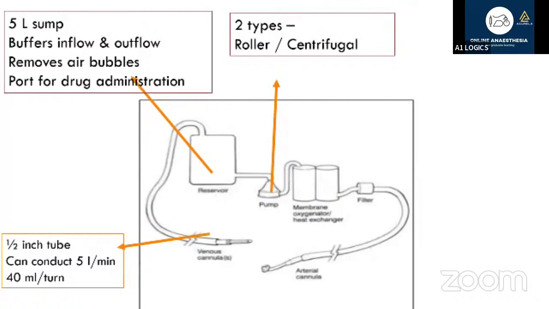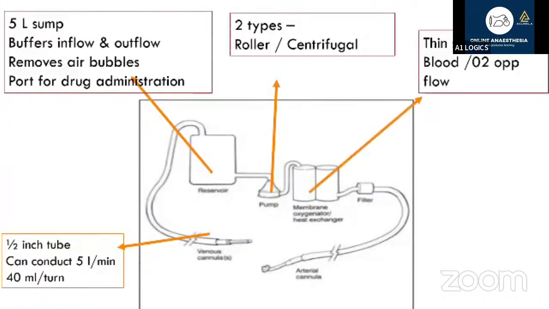But the main advantage of the roller pump is that it can be used either to suck the blood or push the blood. Whereas in a centrifugal pump, only pushing the blood is possible. Sucking the blood from a cardiotomy or the bleeding places, that suction is not possible. Only pushing the blood into the heart is possible.